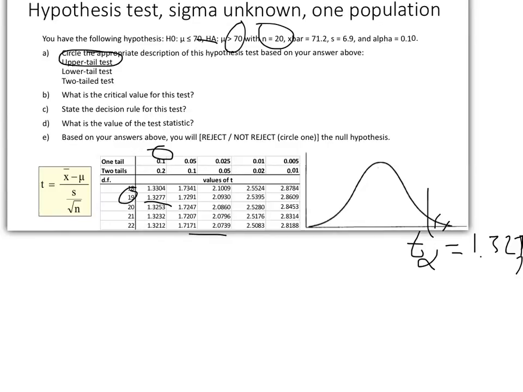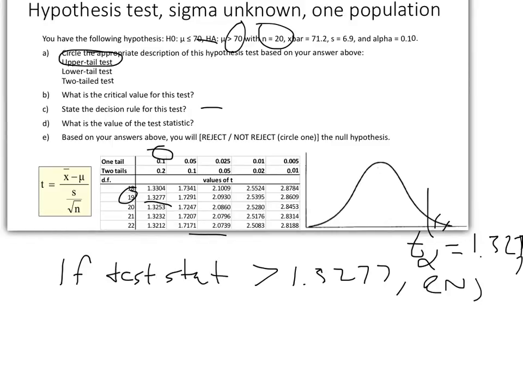So then our decision rule is based on this. We're just putting this into some sort of text form here: if our test stat is greater than 1.3277, reject null, otherwise do not reject.